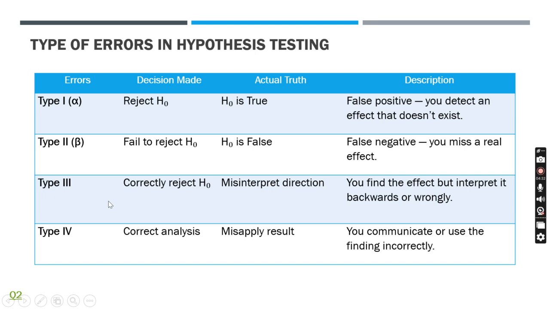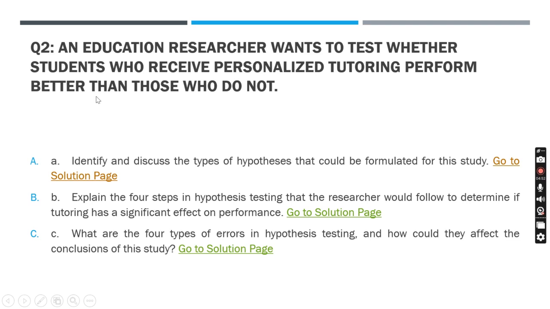For the last point, with regard to the types of error, we have the type 1 error, where we reject the H0, and we have type 2 error, type 3 error, and type 4 error. So you can check the details from here and from the previous videos. That is the solution for the second question.